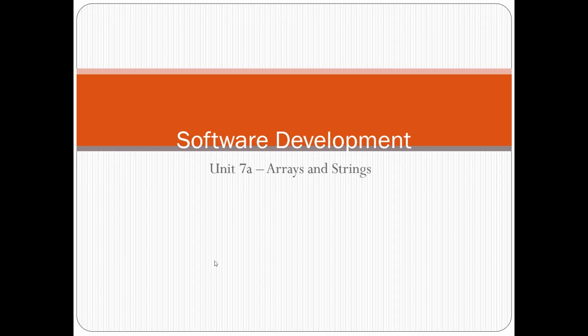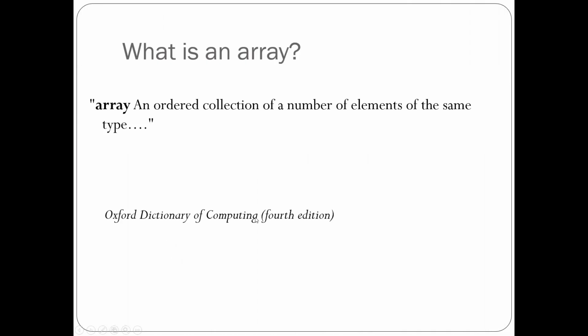The next two lectures that we're going to look at are entitled Arrays and Strings. This one that we're going to look at today is all about arrays, and the next one is going to be all about strings. The formal definition of an array is an ordered collection of a number of elements of the same type.